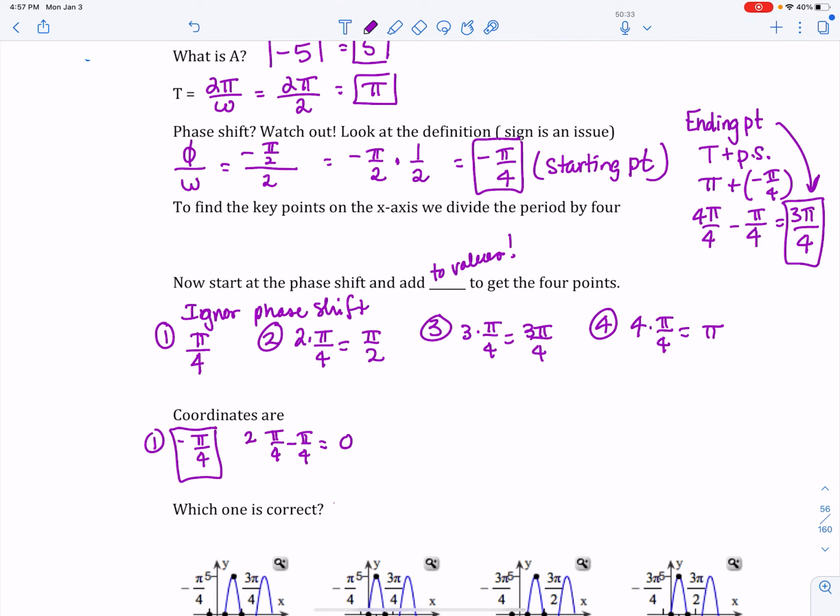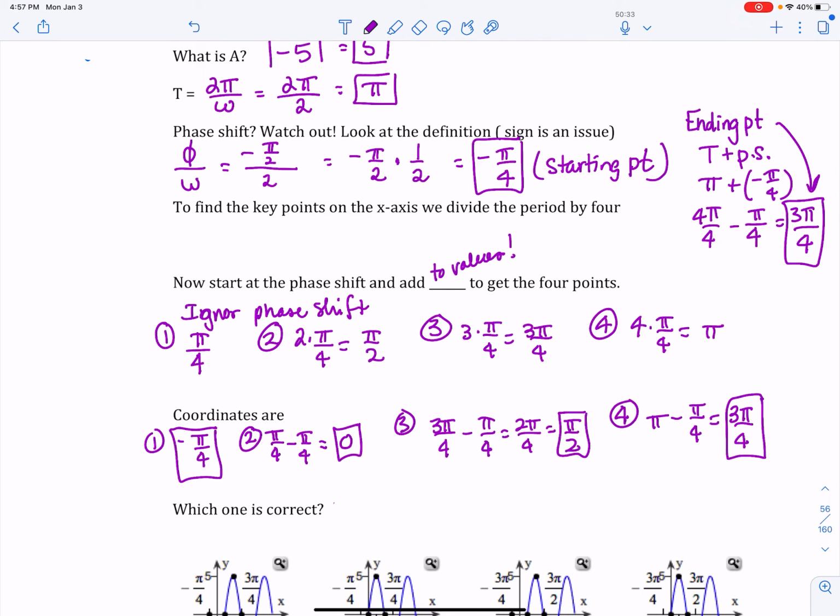So here's my second point. And now we're going to take that third point, which was 3 pi over 4, and subtract out pi over 4. And when we do that, we get 2 pi over 4, or just pi over 2. And then our fourth point was pi. So pi minus pi over 4 will give me 3 pi over 4, and that's where we should end. Okay, so these are the new values.